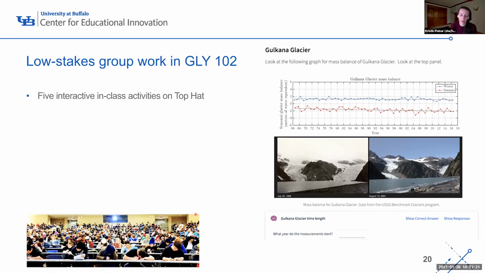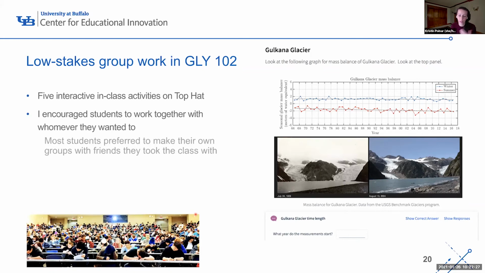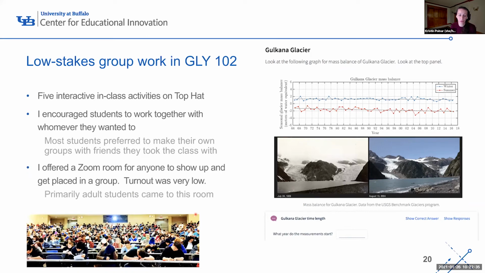So they could do these worksheets, which are on Top Hat, in a small group formed however they want. So I gave them the freedom to work with their own methods of connection, like FaceTime, and that seemed to be popular. I also offered a Zoom room to connect anyone to their classmates. So maybe you hadn't taken the class with your roommate or your friends and you didn't have a group of your own. So you could show up to this Zoom room and be put into a group. But this was not very popular.